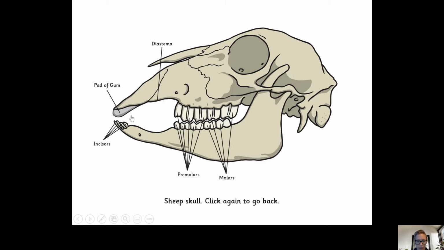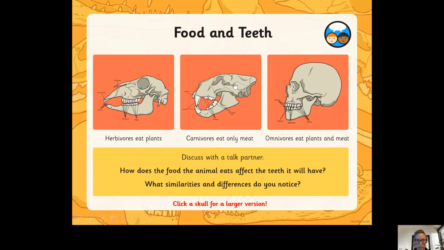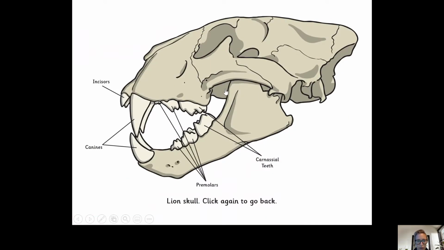Okay, so if I click back on it again, it goes back to the screen. It's very clever, this bit. Then we've got this one, the carnivore. So this animal is a lion. It only eats meat. So have a look, its incisors, it still has incisors. It's got these ginormous canines. Okay, we talked about that yesterday, about what that does.